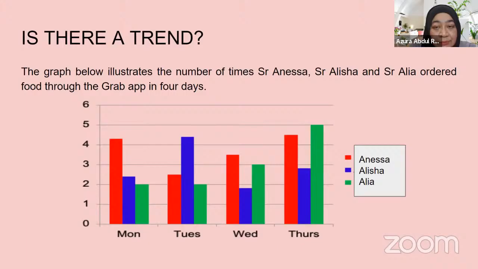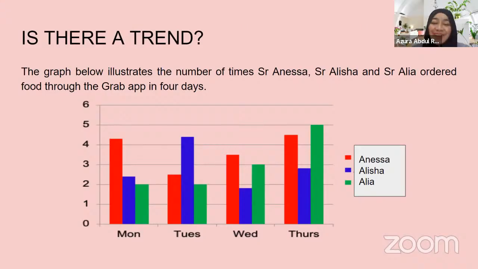Anissa and Alia experience an upward trend. Upward trend, is it? Anissa is red. Anissa first, it was like down and then it went upwards. And Alia, yes, it went upwards. On Monday, Tuesday, it was kind of stable and then went up. How about for Alicia? What kind of trend do you see for Alicia?